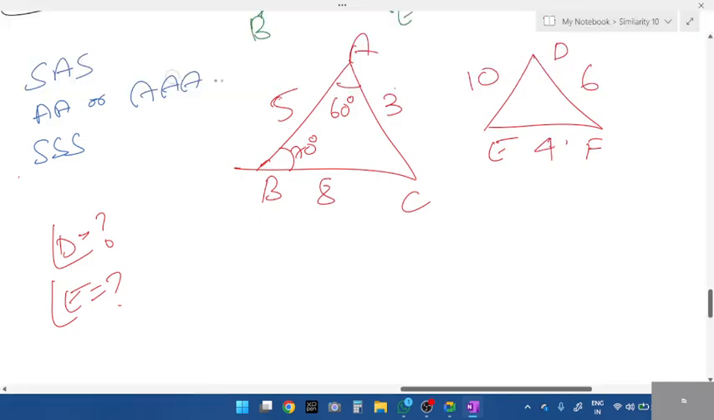Now tell me, in both the triangles all three sides are given. If all three sides are given, use the third concept, proportionality. How do you take the first side? Divide by, check whether they're equal. AB divided by, on the left hand side, what do we have? DE.